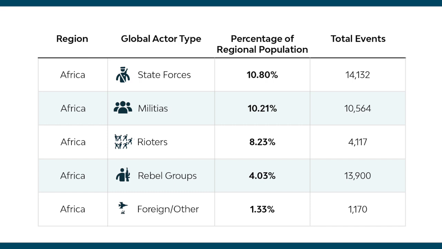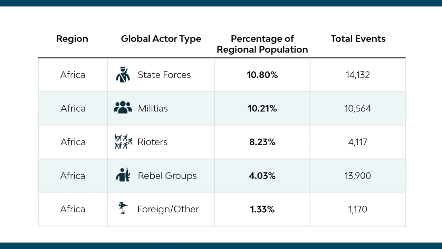Now you can see that the total events are a little bit different, indicating that, of course, state forces are a little bit more clustered in where they're operational, because you would assume that they're operating more within urban and peri-urban spaces. Militias are more diffuse in the sense that there are fewer events, but they are affecting very, very similar numbers of people, but across many new spaces. Rioters are affecting over 8% of the population. And again, this is going to be clustered within urban spaces, which is the reason that the total events are relatively low compared to the population.